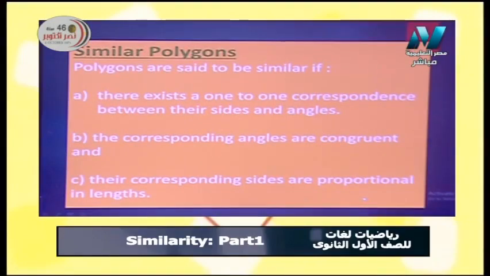Polygons are said to be similar if there exists a one-to-one correspondence between their sides and angles. That means that the two polygons have the same number of sides, the same number of angles, and the same number of vertices. Also, the corresponding angles are congruent and their corresponding sides are proportional in length.